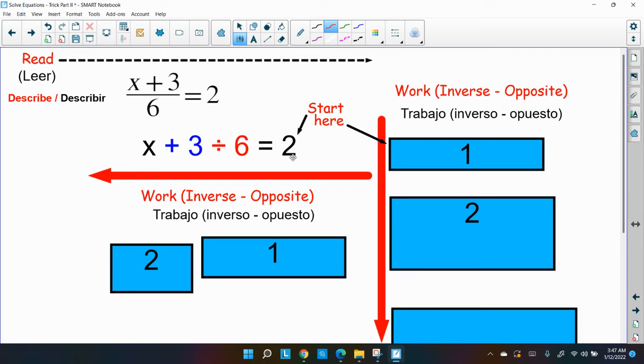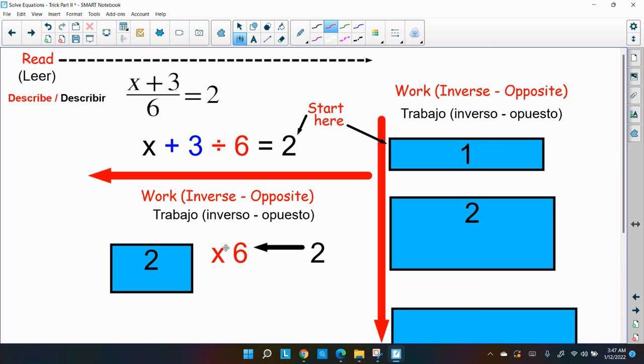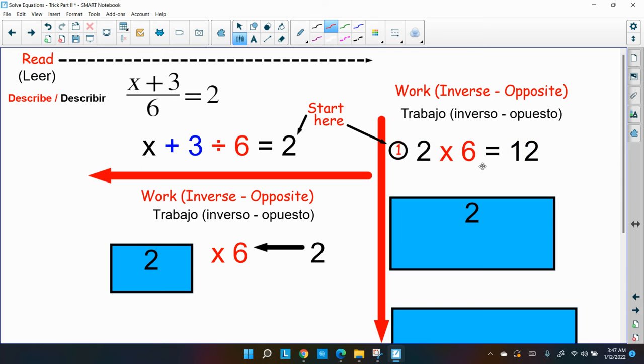So we're going to start here with the 2 by doing the opposite operations as we go from right to left. The first thing we ran into was a division by 6. So the opposite of division, if you said multiplication, yes, multiply by 6. So we're going to take our first step, we're going to take the 2 and multiply it by 6. That'll give us 12. Now we're not finished yet because we keep reading from right to left.